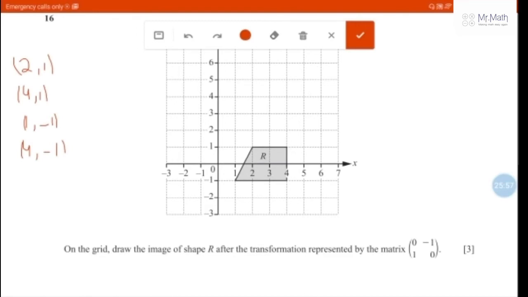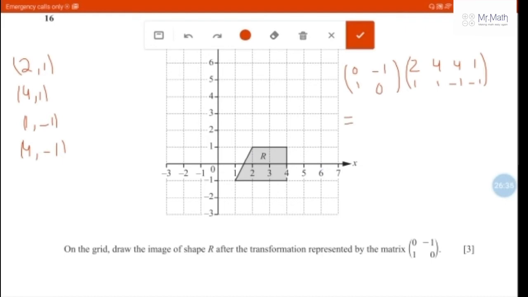So I'm going to write the coordinates of the corner points as a matrix. So I have 2, 1. 4, 1. 4, negative 1. And 1, negative 1. So this is my matrix, and I will multiply that matrix by the matrix that's given to me, which is 0, 1, and negative 1 and 0.